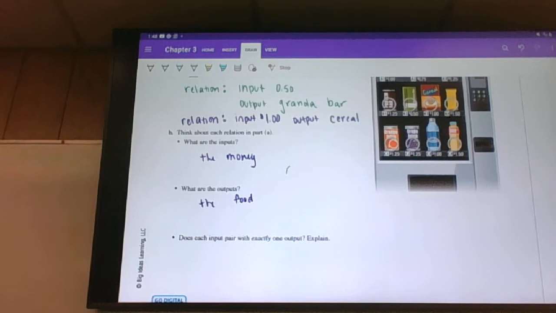All right. This is the important part right here. This is it. Does each input pair with exactly one output? No, it doesn't.